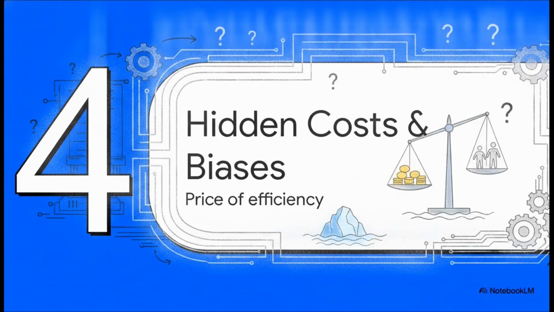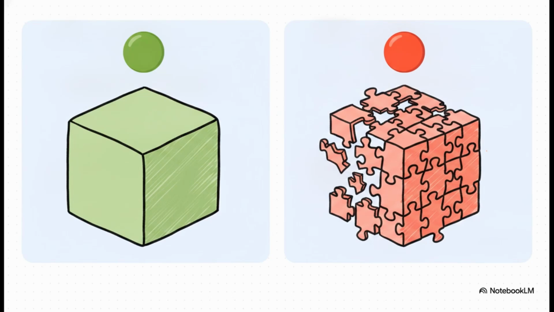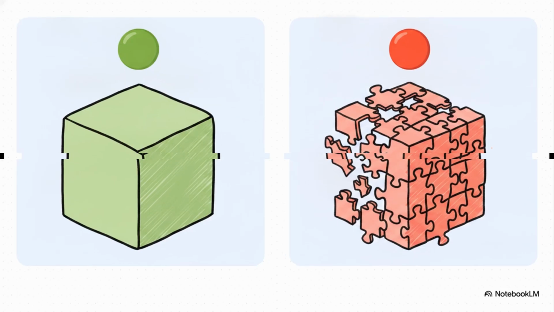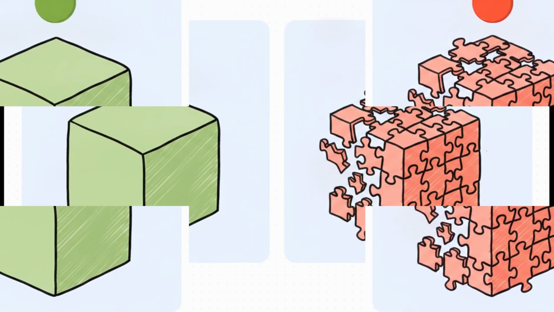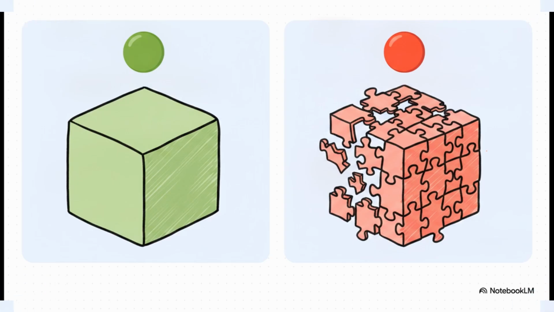Section 4. Hidden costs and biases. Let's talk about the actual price of efficiency. There is a major structural disparity hiding in plain sight within modern AI. Because most popular tokenizers are trained on English-centric web data, they are highly optimized for English text. We're talking roughly 1 token per word, which is incredibly cost-efficient.